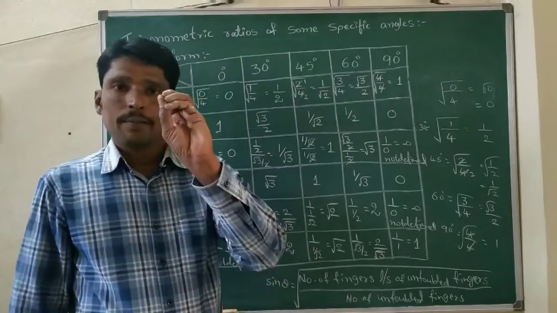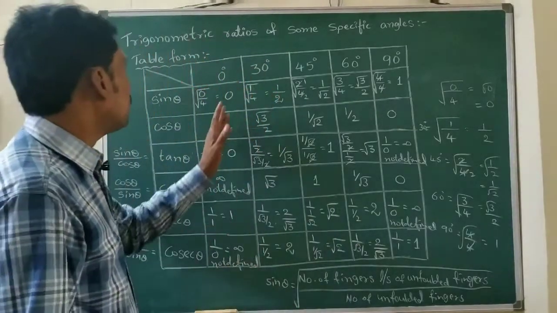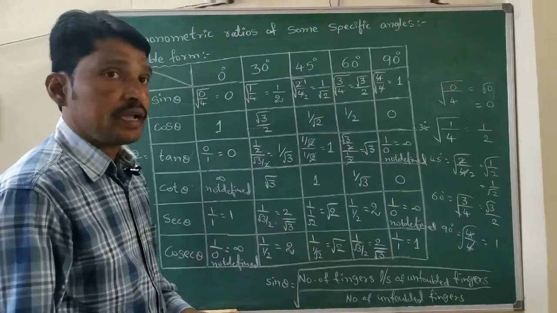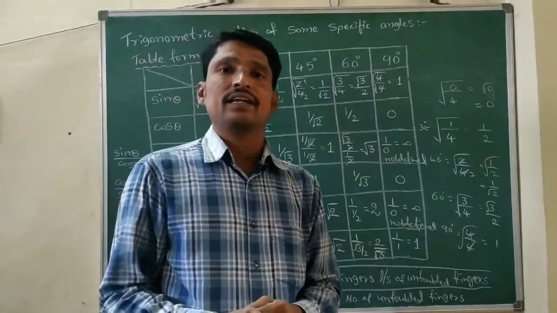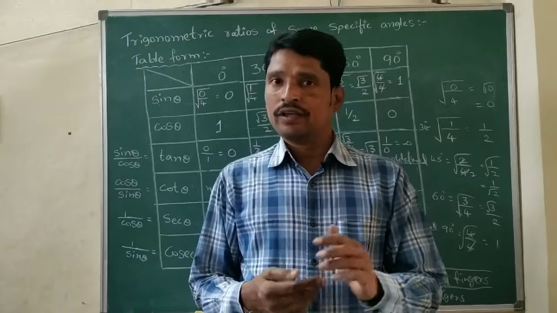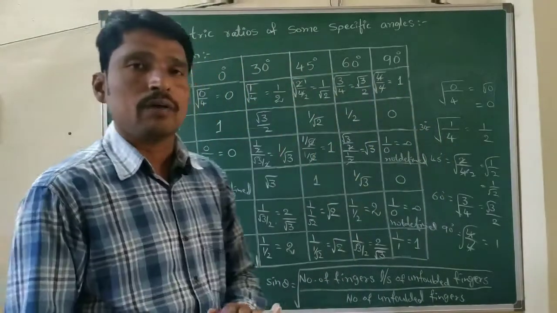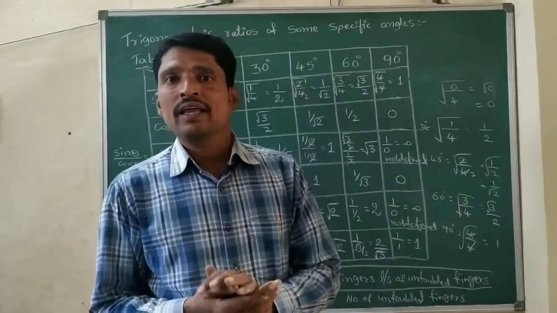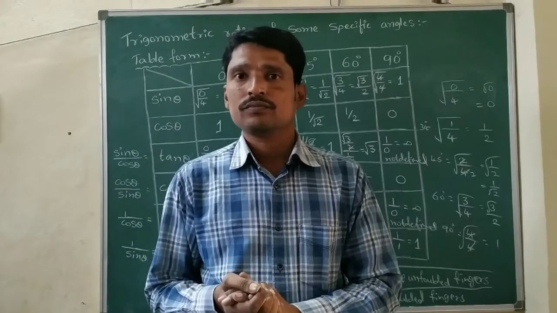This is the palm way, the hand. This is the tabular form of trigonometric ratios of some specific angles. Specific means 0, 30, 45, 60 and 90. We have seen the table form of trigonometric ratios of some specific angles. In the next video, we will see exercise problems based on trigonometric ratios.